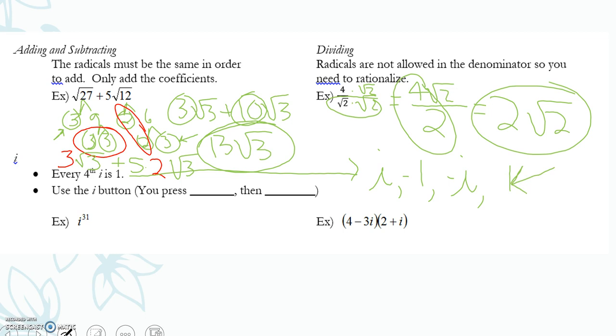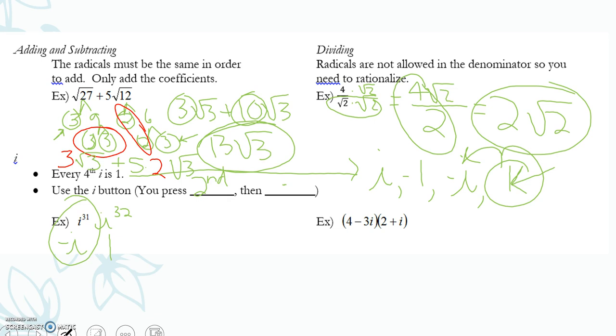Also remember that you can use the i button. How you do that is you press second and then the decimal place. So if I'm doing i to the 31st power, what I do is I ask myself, is it divisible by 4? 31 is not. So then I go one above it. I ask myself, is i to the 32 divisible by 4? Yes, it's nice and clean. 32 divided by 4 is a good number. So since that is divisible by 4, then that is 1. So then since that is 1, I go backwards, and so i to the 31 would be negative i.